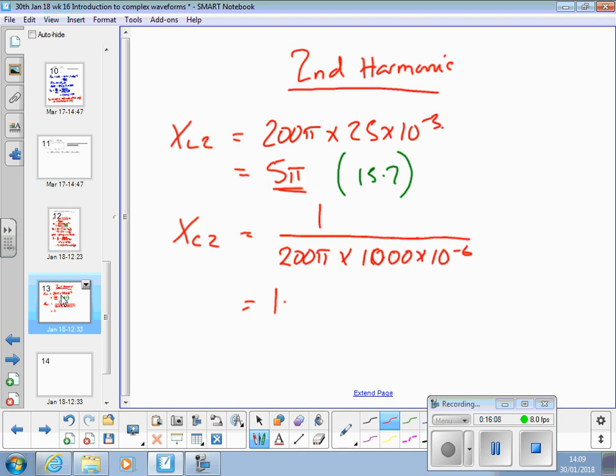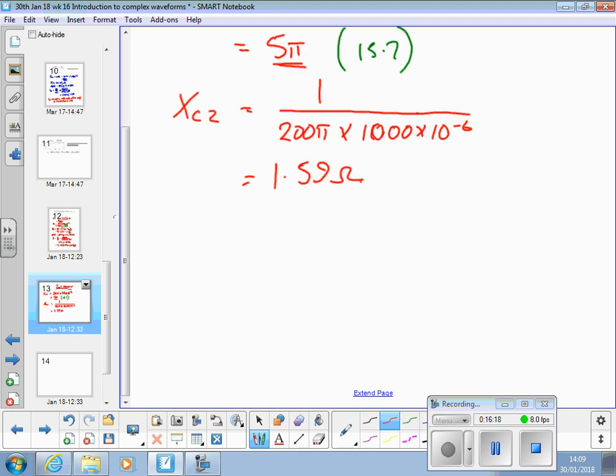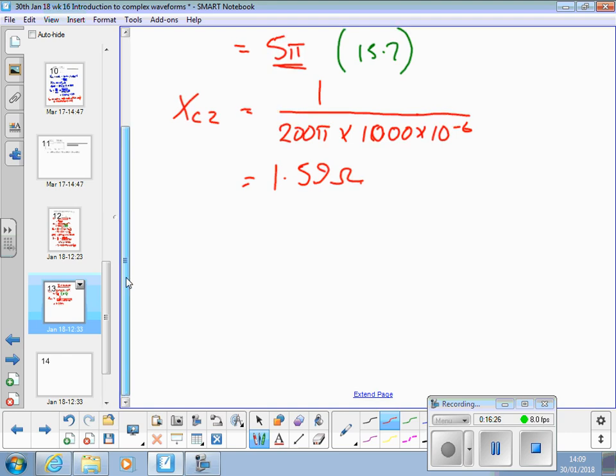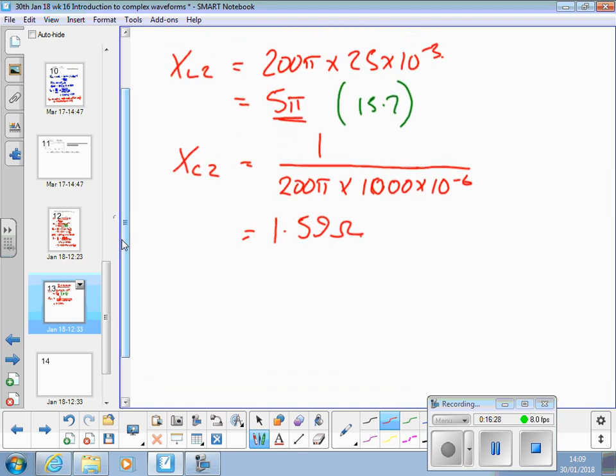One point what? Everyone agree with that? Yep. Caleb, next bit. Yeah, XL and XC we got. Z2. 15.